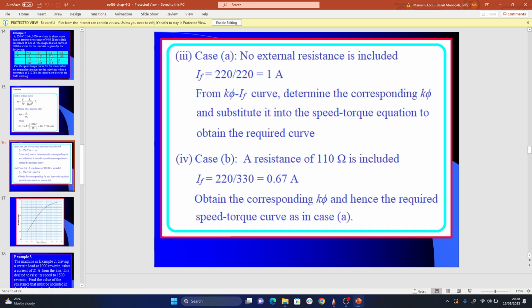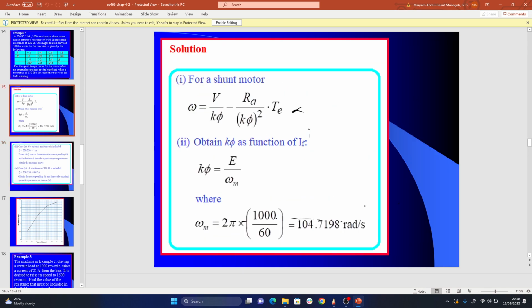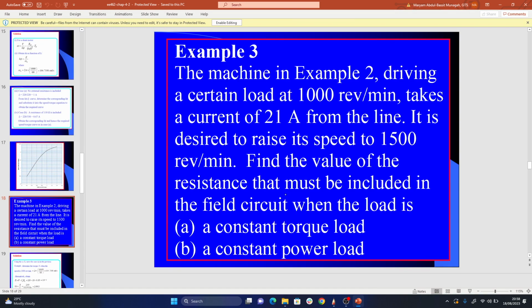Obtain the corresponding K5 for this current, and hence the required speed torque curve as in A. Same as in A. Find your omega M. It's the same thing. K5 is equal to omega M.